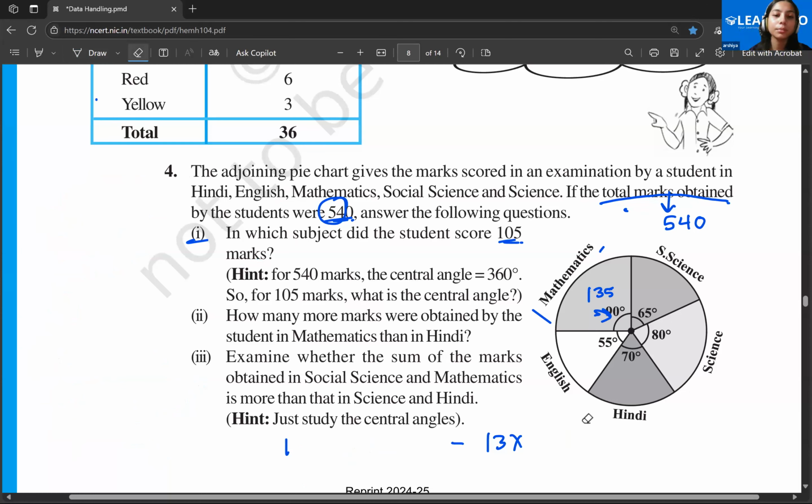Are you calculating for the next one? Yes, mom. Into 540, right? Multiplied by total. Yeah, total is 540, so multiplied by 540. Right. Divide by 360.